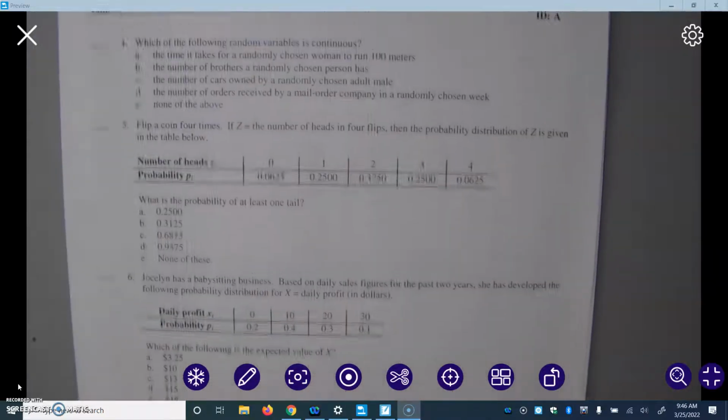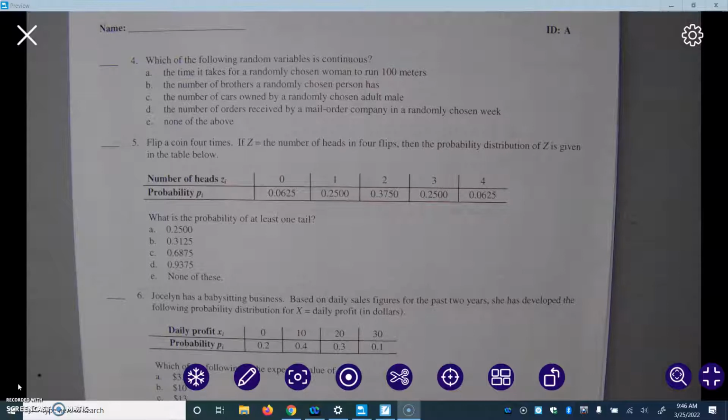Question 4. Which of the following random variables is continuous? A, the time it takes for a randomly chosen woman to run 100 meters. B, the number of brothers a randomly chosen person has. C, the number of cars owned by a randomly chosen adult male. D, the number of orders received by a mail order company in a randomly chosen week. E, none of the above.